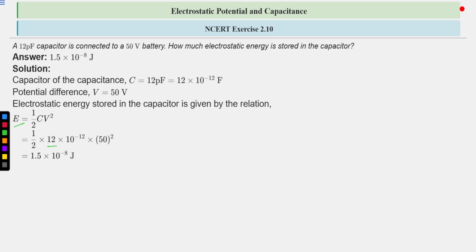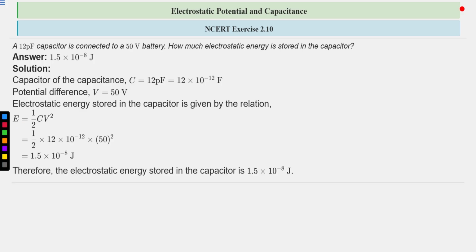So 12 picofarad is the C. 12 into 10 to the power minus 12 into voltage square, 50 square, gives 1.5 into 10 to the power minus 8 joule. So therefore the electrostatic energy stored in the capacitor is 1.5 into 10 to the power minus 8 joule. Thank you.